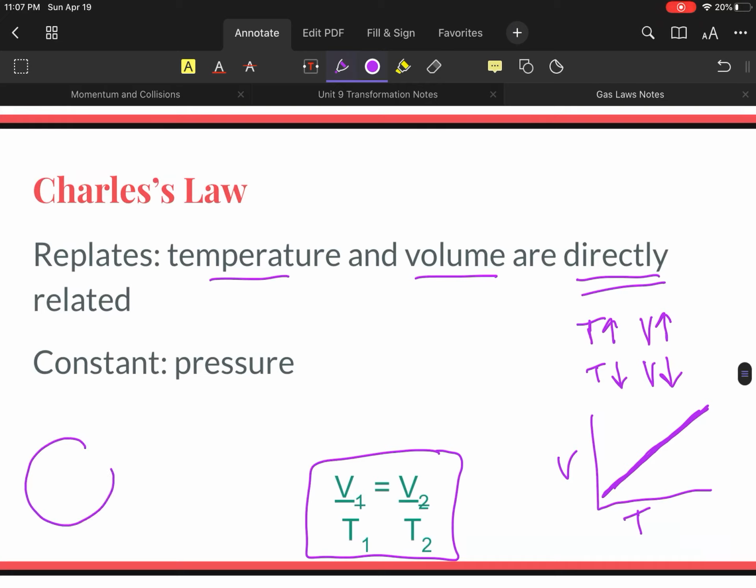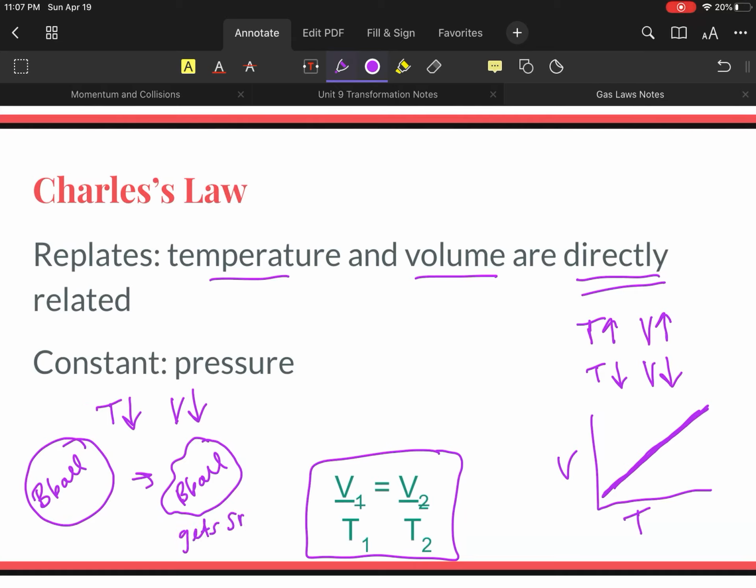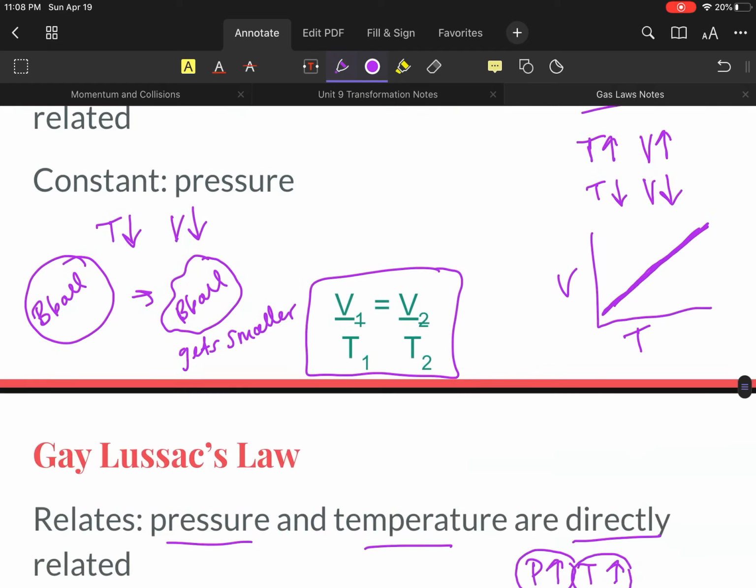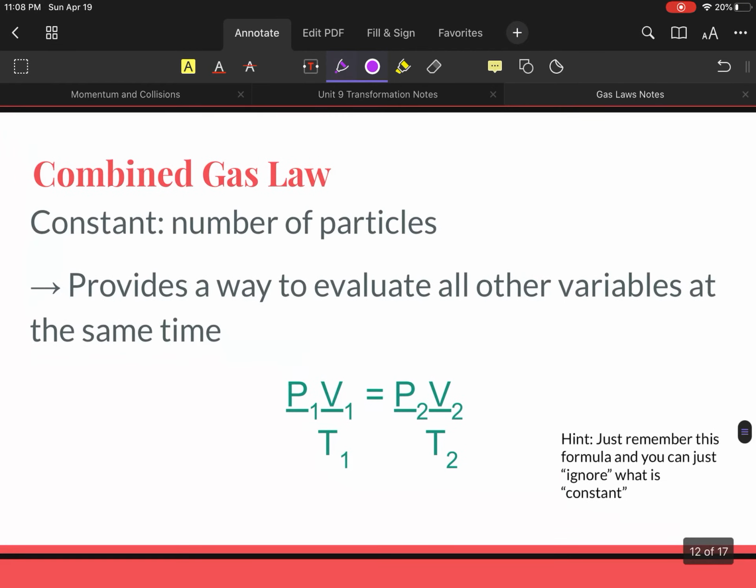Okay, and then I forgot to tell you about Charles's law. This is why that basketball that started out all nice and pumped up, ready to practice, on a cold night, you go back out and it might be a little bit deflated, okay, because my temperature has gone down, and so the actual space that gas takes up, the actual volume, has decreased. So that means the ball basically gets smaller. Okay.